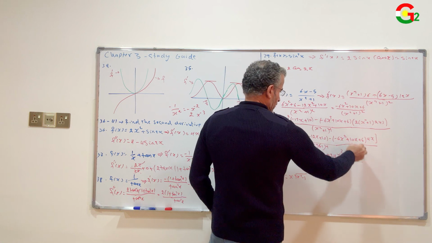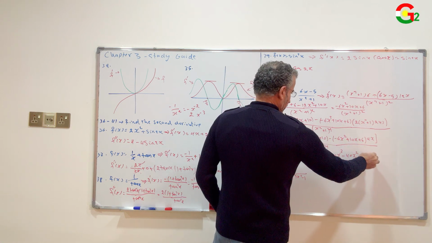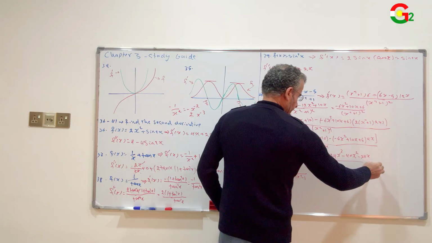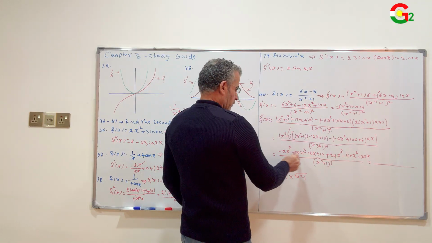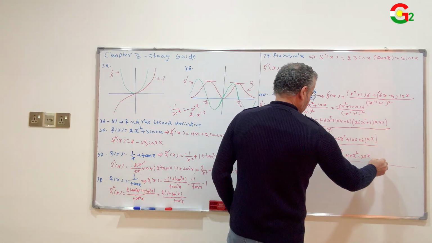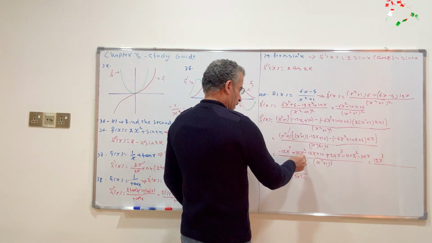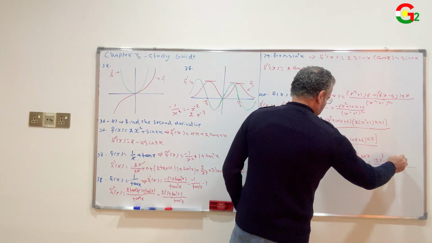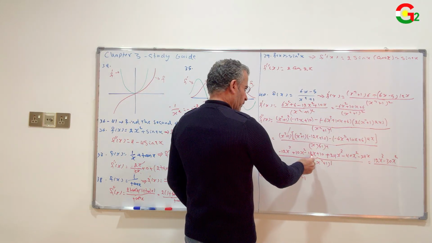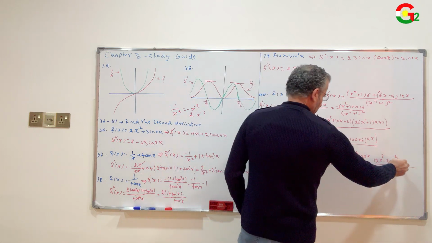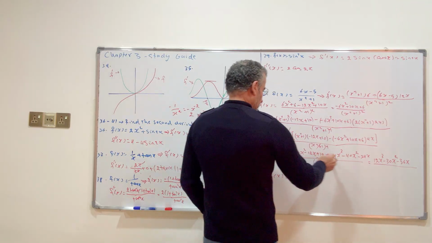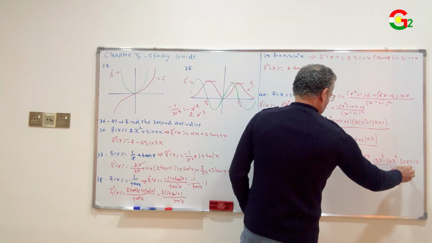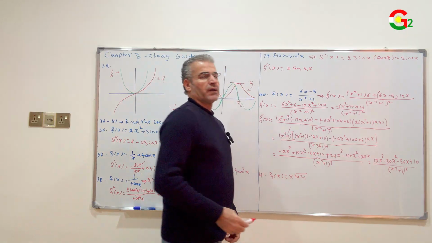minus 24x over (x² + 1)³ equal to: −12x³ with 24x³, 12x³; 10x² with −40x², −30x²; −12x with 24x, −36x + 10 over (x² + 1)³. This is the final answer.